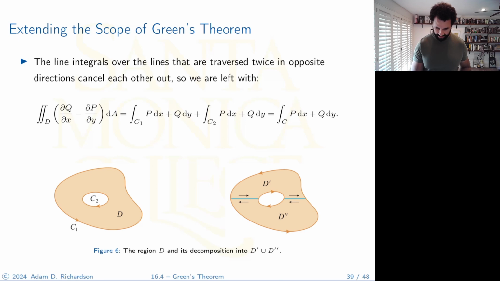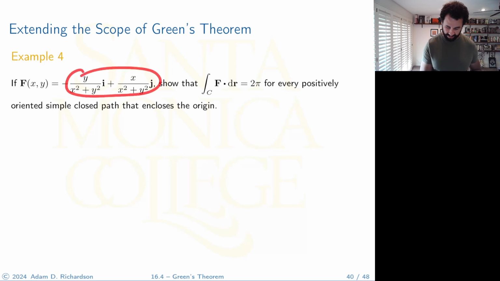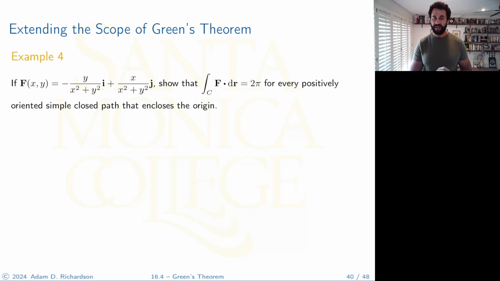All right, okay, so now we're going to do an interesting example. Let me pull this one up. Right, okay, so here is a vector field, a 2D vector field, given by this vector function right here. And what I want to show is that the line integral over any positively oriented simple closed path that encloses the origin is going to be 2 pi.